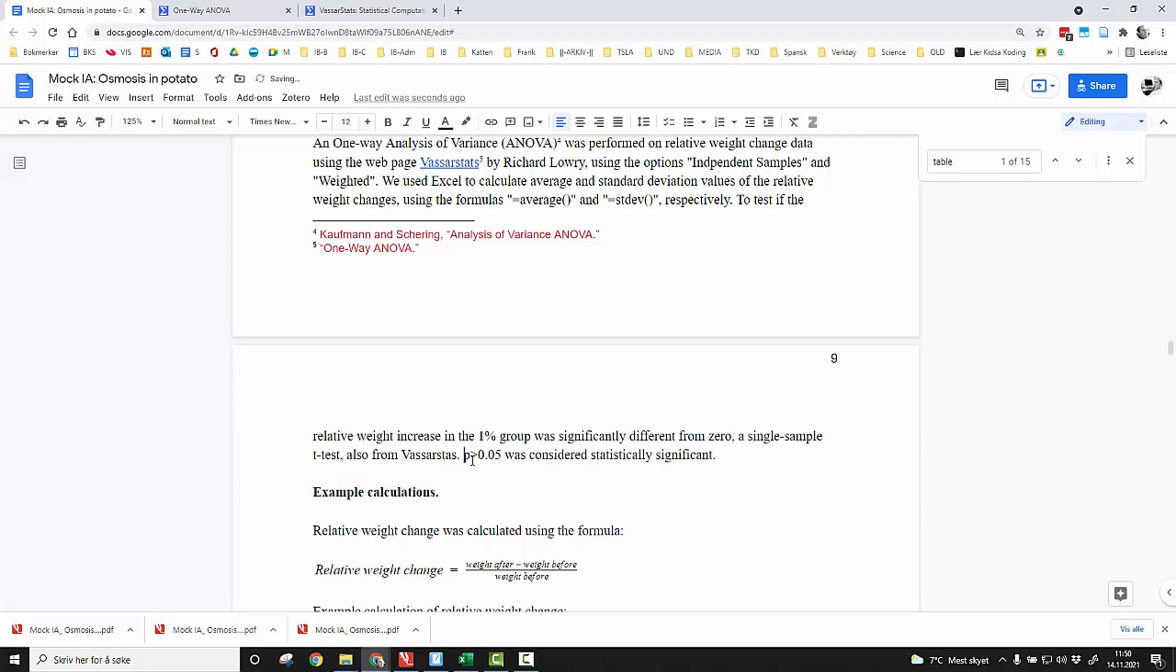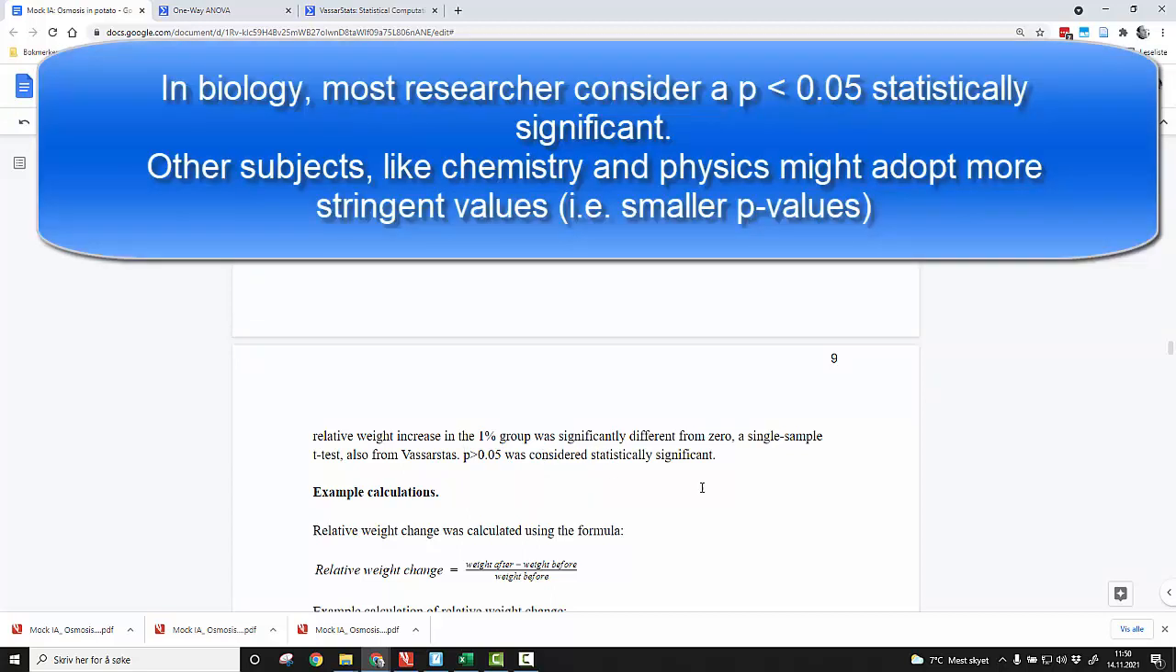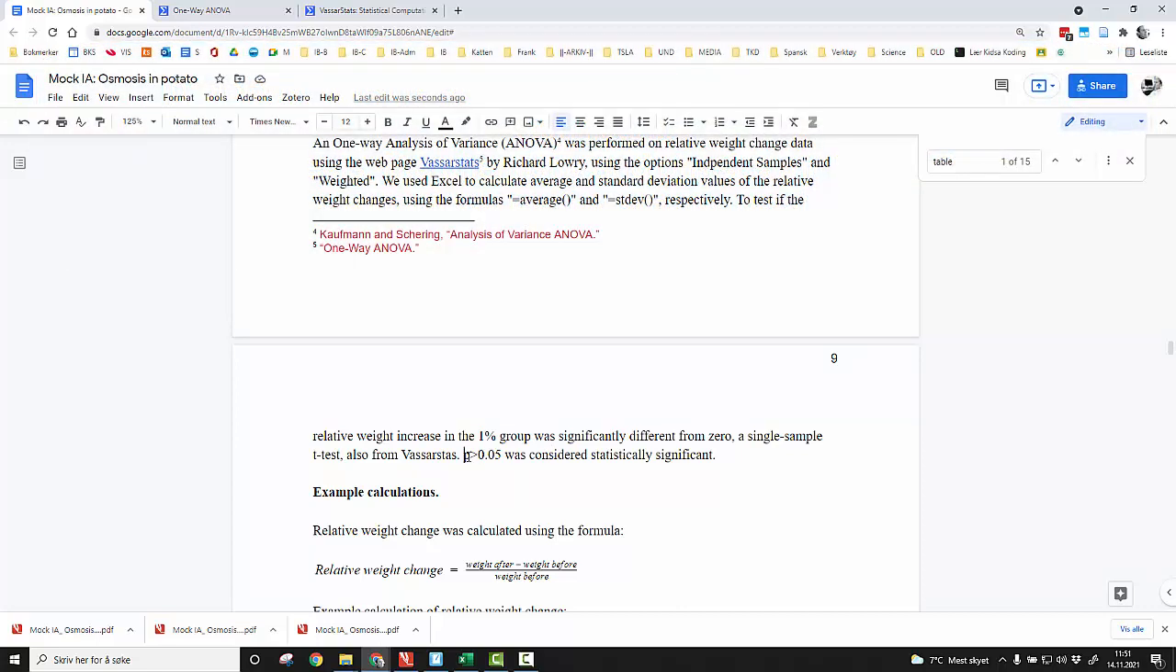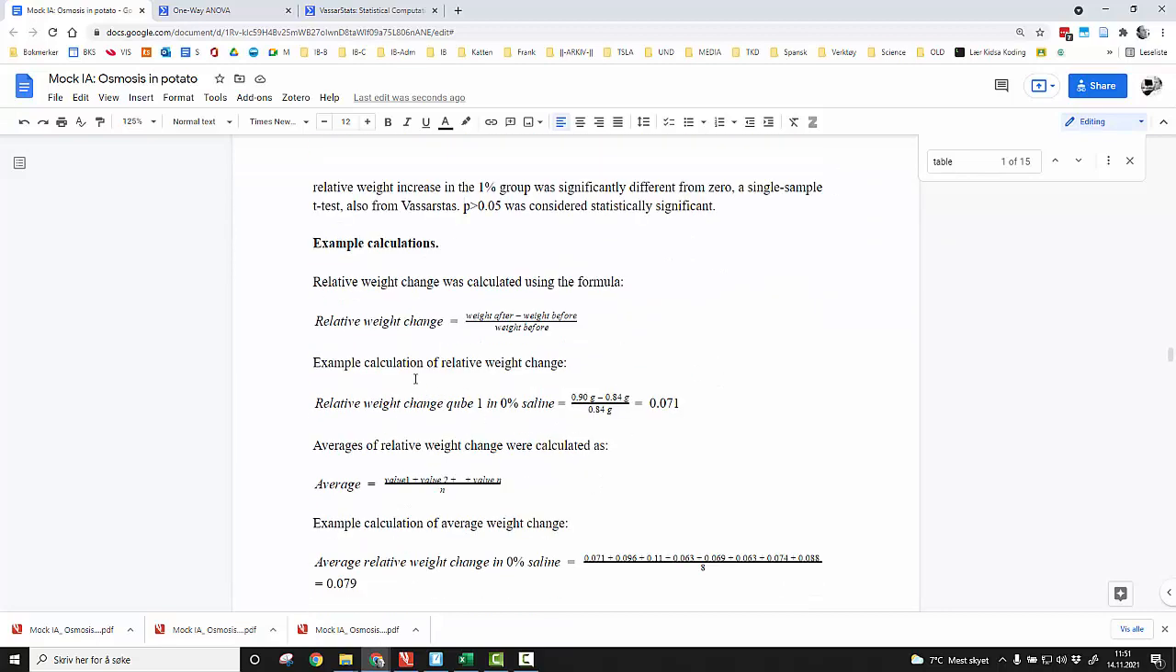And then lastly we say that the alpha was 0.05, meaning that as long as we can expect to see the same results 95 out of 100 times we do the experiment, we say it's significant, and this is the normal range or limit in biology for what is considered significant.